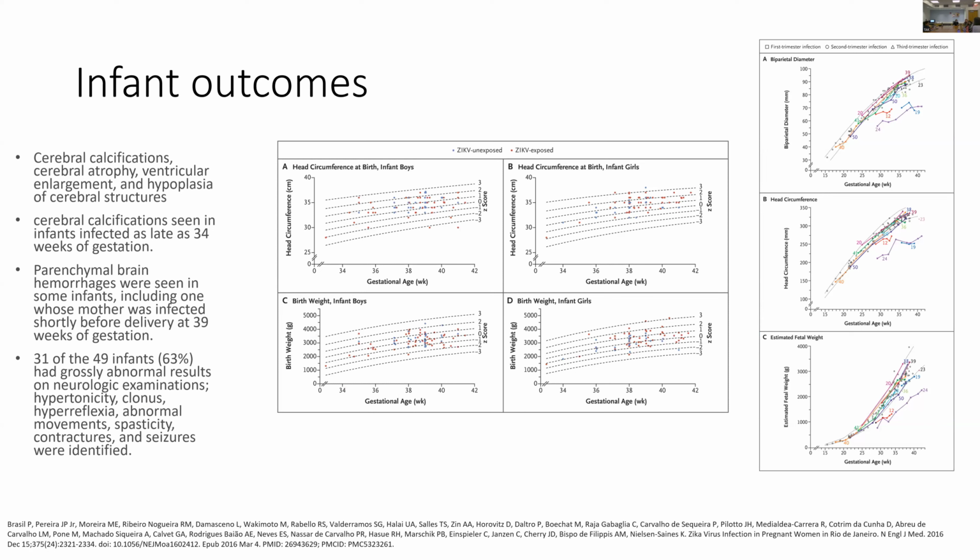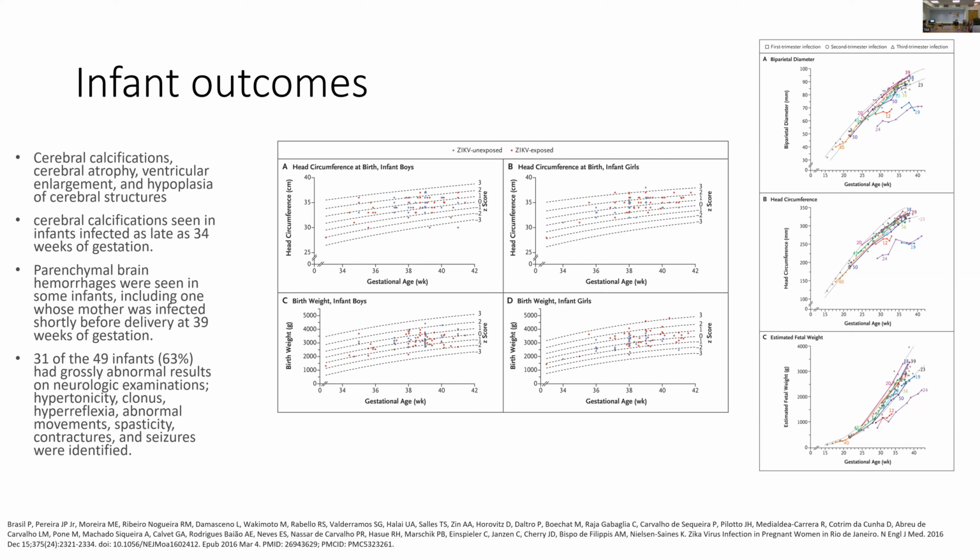So there were long-term effects of infection. And that included hypertonicity, clonus, hyperreflexia, abnormal movements, spasticity, contractures, and seizures. On the left, you can see the head circumferences of the infants. The red dots are Zika exposed, the blue dots are Zika unexposed. And you see that we tend to have more of the small head circumferences in the Zika exposed ones. They also looked at birth weight, and we see the same sort of trend.